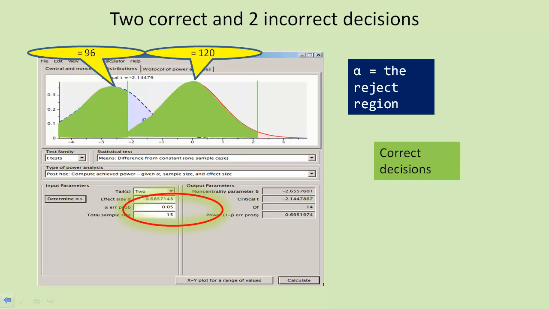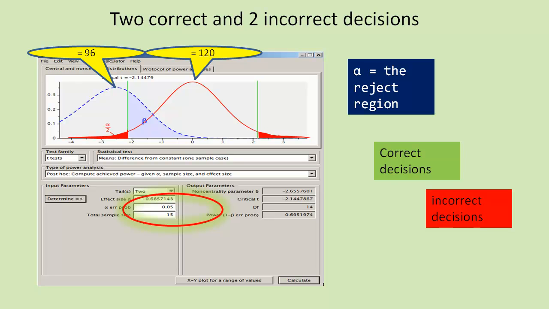We can make two correct decisions, that is, we can either accept the null distribution when in fact it is true, that is the right hand green section, or we can accept the alternative distribution when in fact that is true, represented here by the left hand green section. Notice that the decision we make is dependent upon where we place a critical value, which we are in control of. We can also make two incorrect decisions.